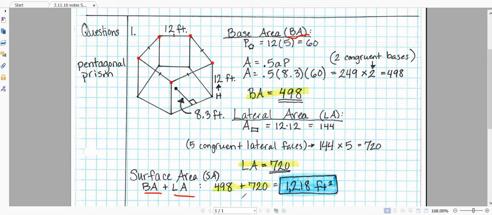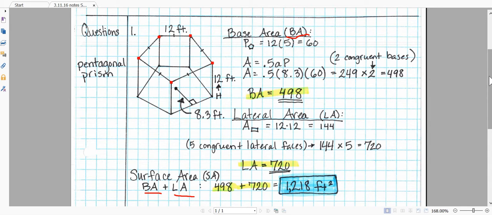498 plus 720 gives us a total surface area of 1,218 square feet. So what does that number represent? Remember, that represents how many square feet cover the complete outside of this figure. Alright, so that's surface area of a pentagonal prism.